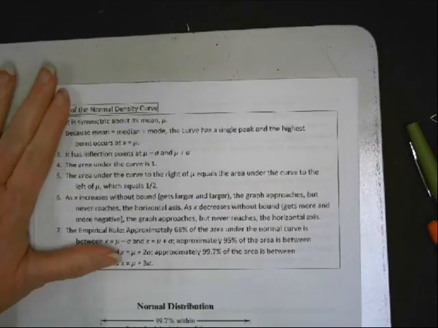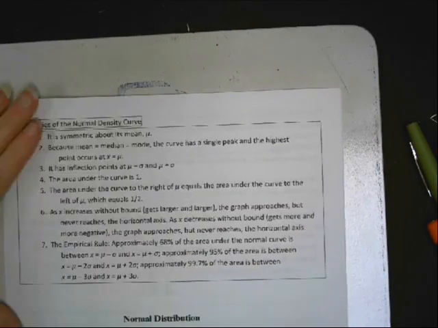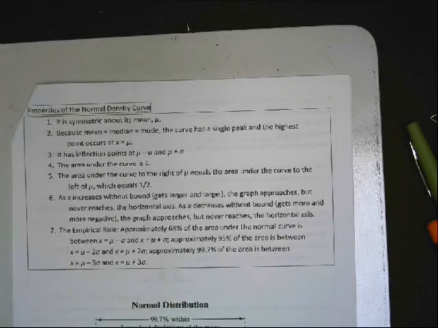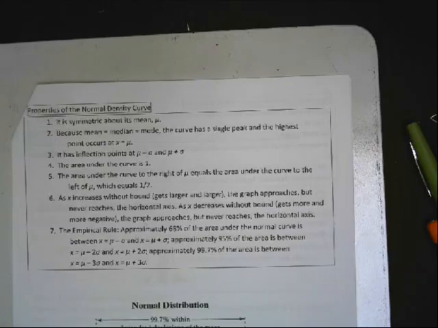So, here we go. Properties of the normal density curve. This is all stuff you've learned before, so none of this is new. It is symmetrical about the mean, mu. Because mean equals median equals mode, the curve has a single peak, and the highest point occurs at x equals the mean. It has inflection points at the mean minus one standard deviation and the mean plus one standard deviation. The area under the curve is 1.